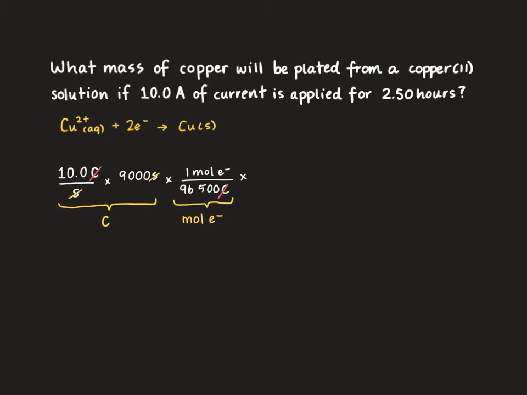Our next step is going to be to convert that into moles of copper. Because we're interested in the mass of copper, we need to get to moles of copper. We know that for every 1 mole of copper that we form, 2 moles of electrons have been gained. That's from our half reaction. At this stage, we've now solved for the moles of copper.